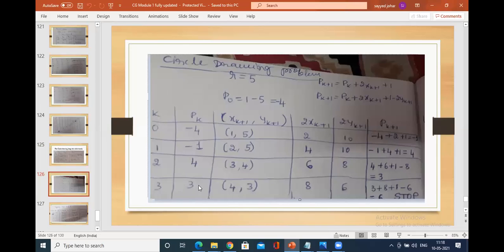See here, based on this pk value, 3, 4 is incremented, 3 is decremented, you calculated.